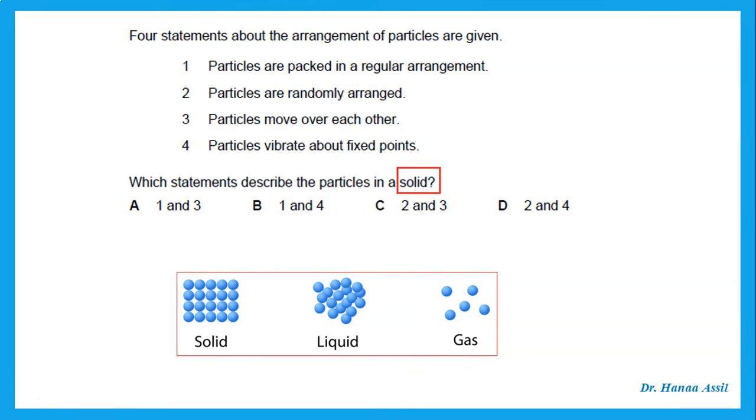The first one says particles are packed in a regular arrangement in a solid. Yes. Particles are randomly arranged in a solid? No. Particles move over each other in a solid? No, we said the particles move over each other in liquid, not in a solid. Particles vibrate? Yes, that's how particles move in a solid. So the one that is correct is 1 and 4. 1 and 4 means my answer is B.